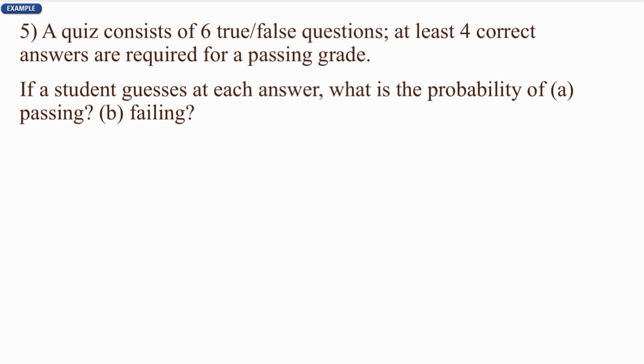Let's have a look at number 5. So we've got a quiz. There are 6 true-false questions, and at least 4 correct answers are required for a passing grade. So they're guessing at each answer, right? True, false. What's the probability of getting a passing grade or getting a failing grade?